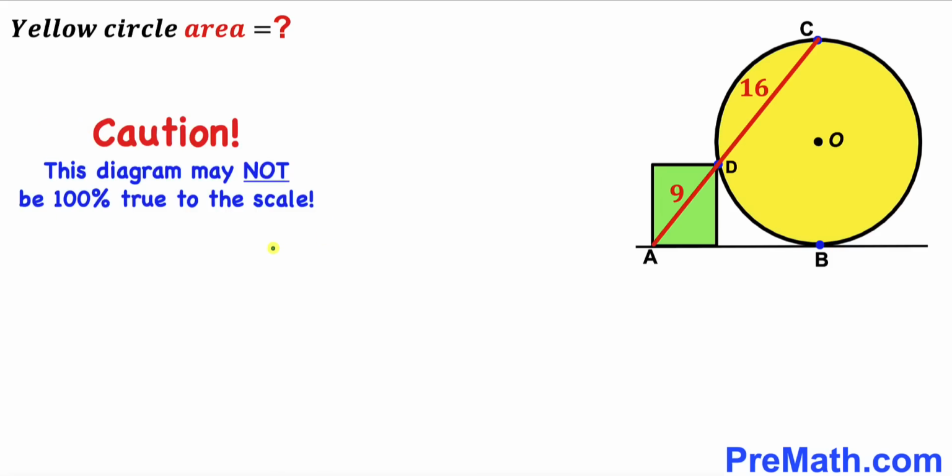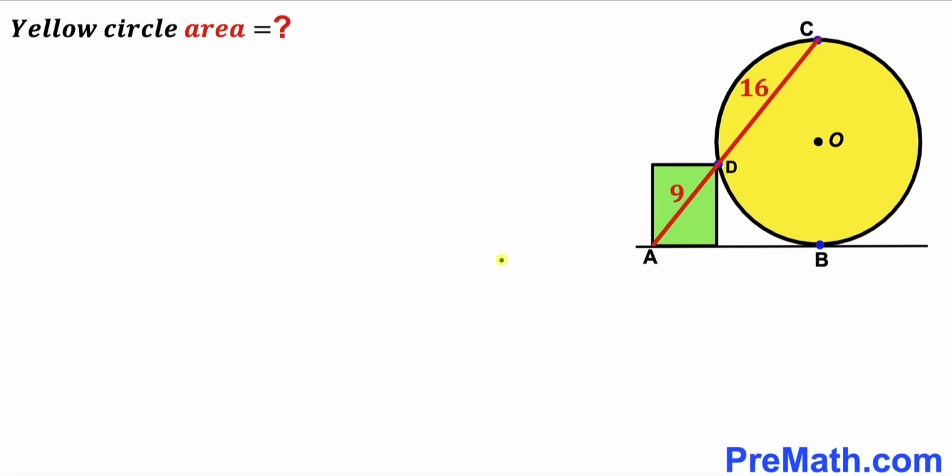Please keep in mind that this figure may not be 100% true to scale. Let's go ahead and get started, and here's our very first step. Let's make an observation. We can see point B is the point of tangency. Therefore AB is going to be the tangent and this line is going to be the secant line. So we are going to go over the basic concepts, and let's recall the tangent secant theorem.